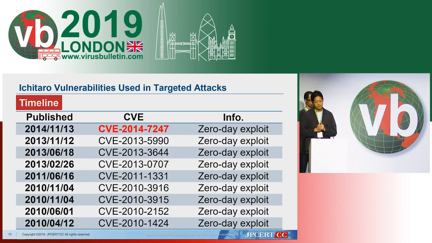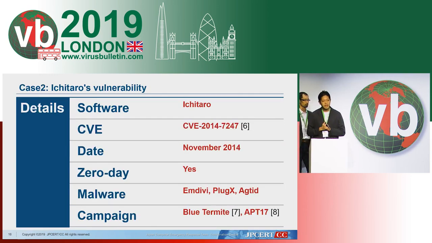Unfortunately, there have been many vulnerabilities leveraged as Ichitaro zero-day exploits in APT campaigns since 2010. Today, I would like to show the case of CVE-2014-7247. This vulnerability was used in November 2014 as a zero-day exploit by several APT campaigns. The attacking campaigns using this vulnerability were Blue Termite and APT-17.